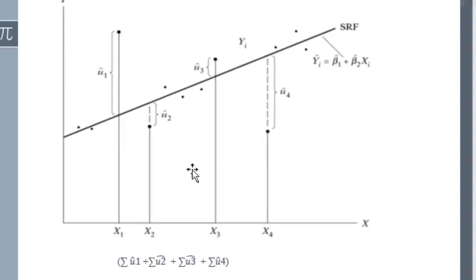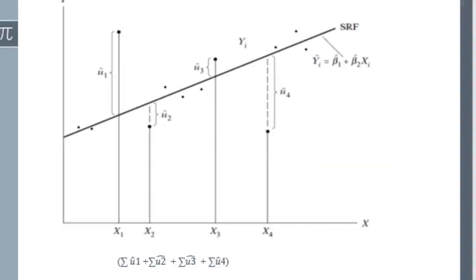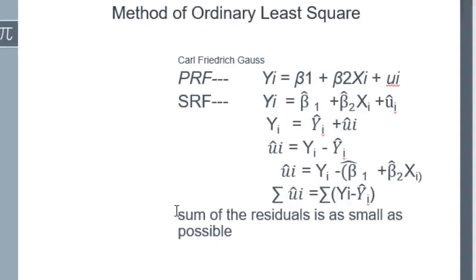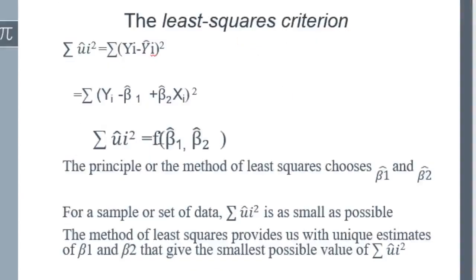Therefore, we use another method known as the least square criterion. The basis of the ordinary least square method is that the sum of residuals must be as small as possible, but if we take the plain sum of the residuals, sometimes it will be 0 or very small or negligible, and then we cannot estimate the sample regression function. In order to overcome this, we use the least square criterion.